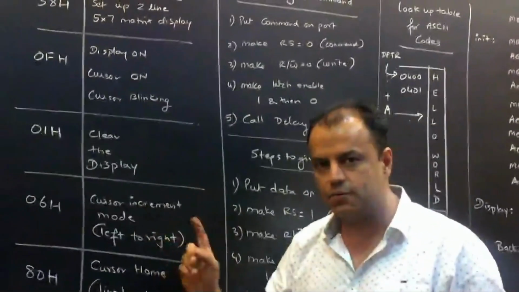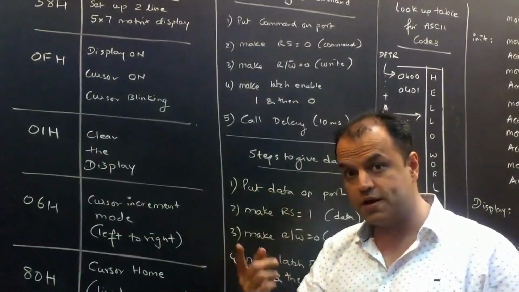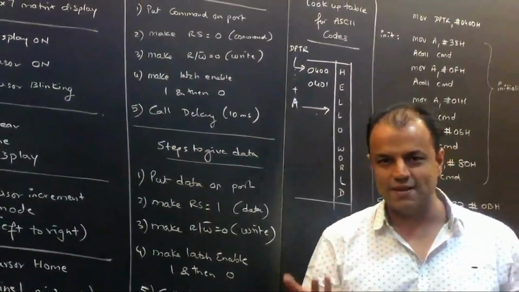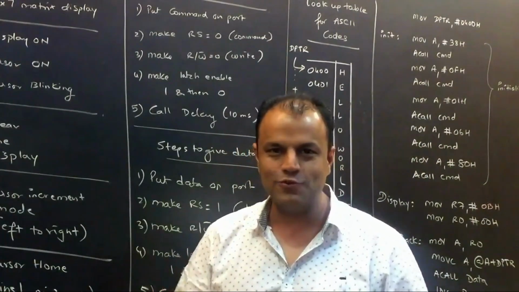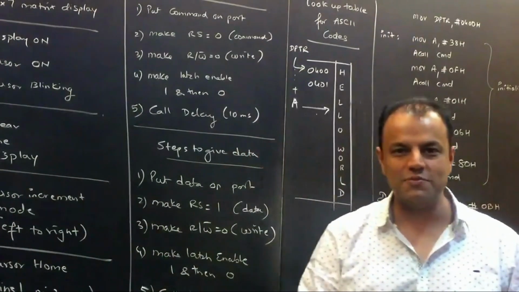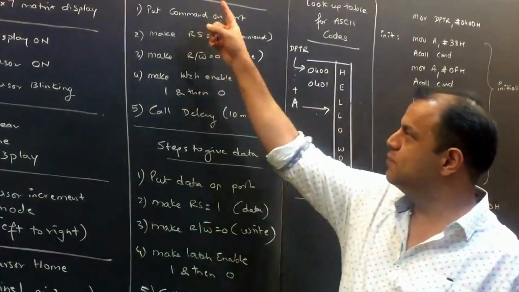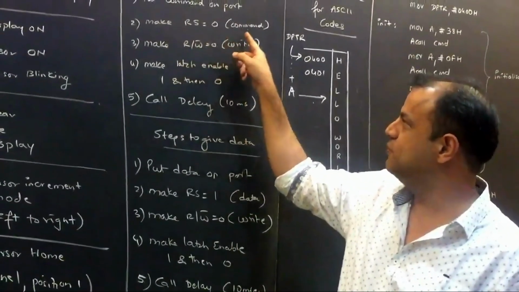I am saying this again. You are not directly working with the display. You are working with the controller which in turn will set up the display and will do the appropriate action. That takes time. So to be safe, you give a delay of 10 milliseconds. 10 milliseconds is too small for a person to notice. It happens 100 times in a second. A second has 1000 milliseconds. So it's 1/100 of a second. It's something that nobody will notice, but it is required for the display to work. So when you want to give a command, these are the steps. Put the command on the port. Make register select 0 to indicate that it's a command.